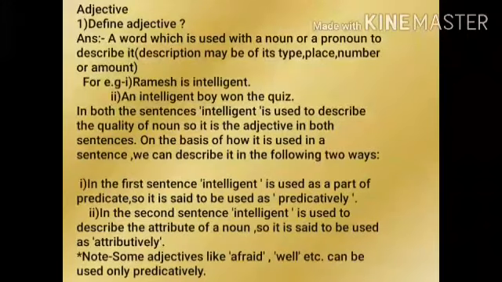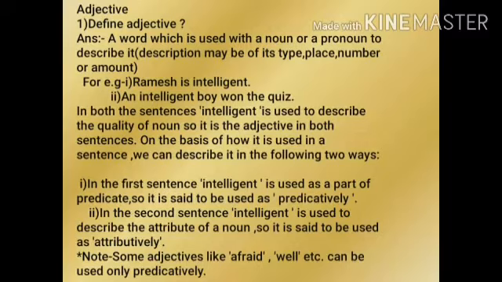So, students, you can see here adjectives. First question, define adjective. A word which is used with a noun or pronoun. Students, please listen carefully. A word which is used with a noun or pronoun to describe it. Description may be of its type, place, number or amount is known as an adjective. So that means the word which is used with a noun or pronoun to describe it. The description may be of its type, place, number or amount is known as an adjective.